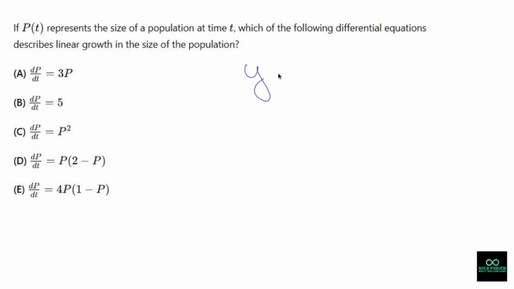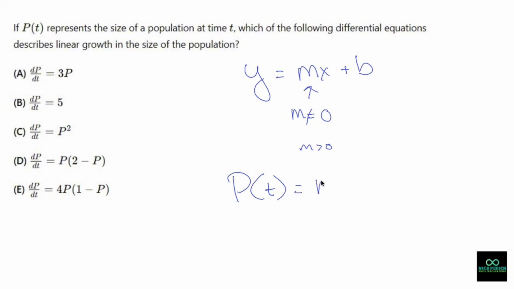A linear equation is in the form y equals mx plus b, where m can be any number as long, in this case, as it's not 0, right? B can be 0, who cares? Which means if P of t is supposed to be linear growth, right? And so linear growth also means that m in this case has to be greater than 0. We are looking at something where P of t has to be in the form m times, and we won't use x, we'll use t, plus b. And in the same vein, m has to be greater than 0.